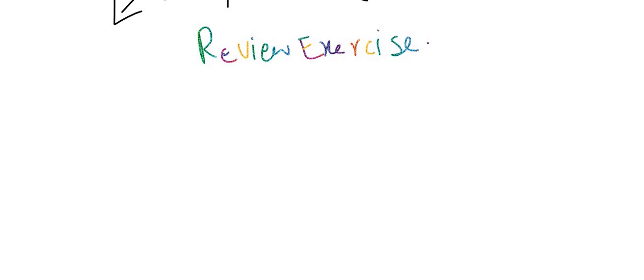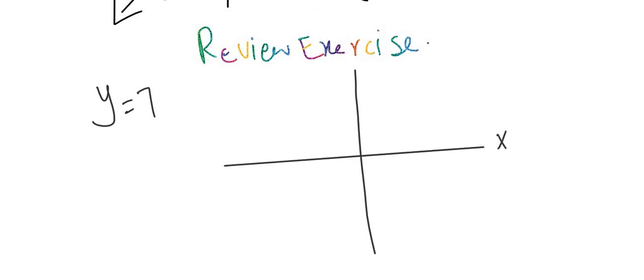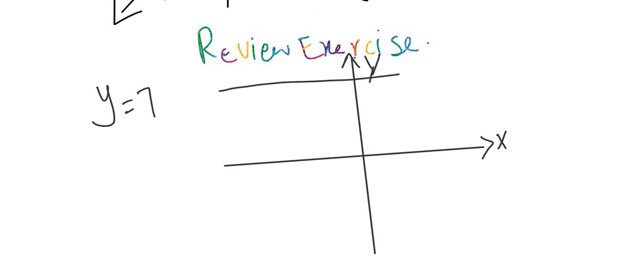Its part number 2 is y is equal to 7. And we have to draw on a graph y is equal to 7, and you know that this is the x-axis and this is the y-axis. When y is equal to 7, its graph will be parallel to the x-axis like this.